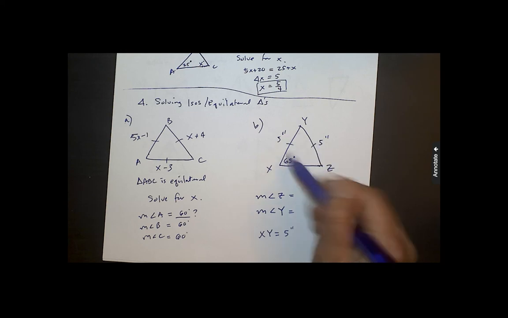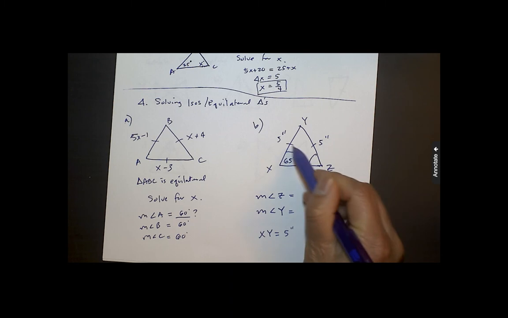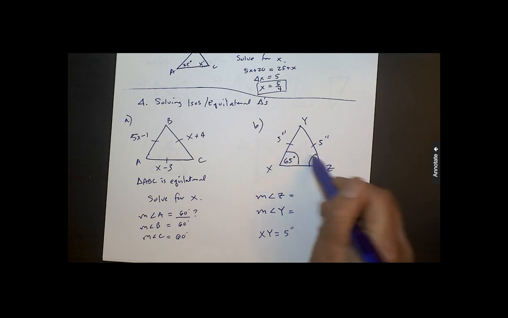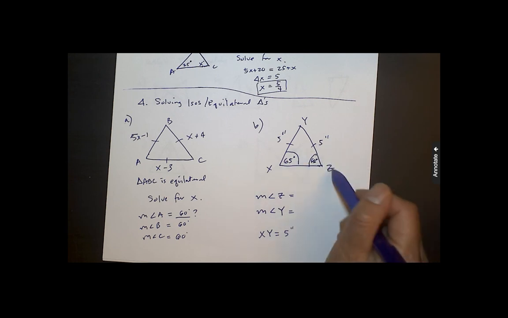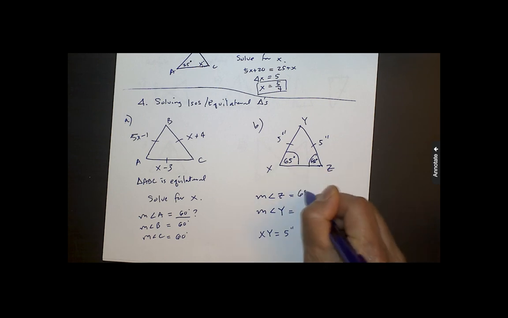And remember, when you have an isosceles triangle, these two angles are congruent, because the two angles sitting on the base, the two angles opposite the congruent sides, are also congruent. So we know that this is also 65 degrees. So the measure of angle z is also 65 degrees.